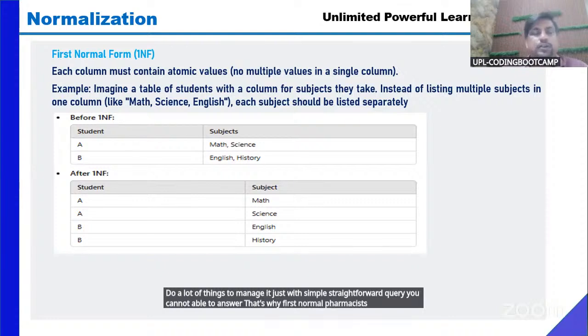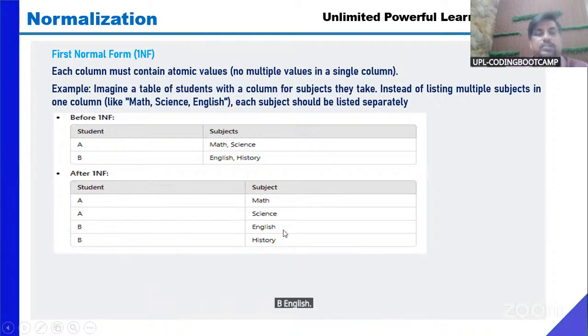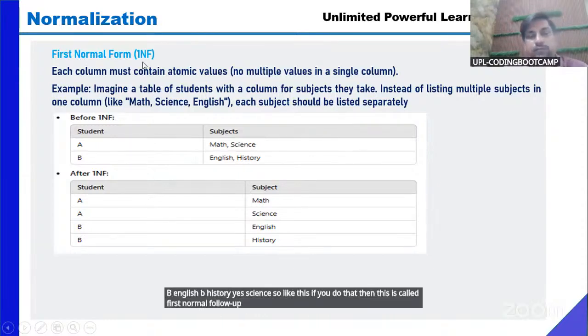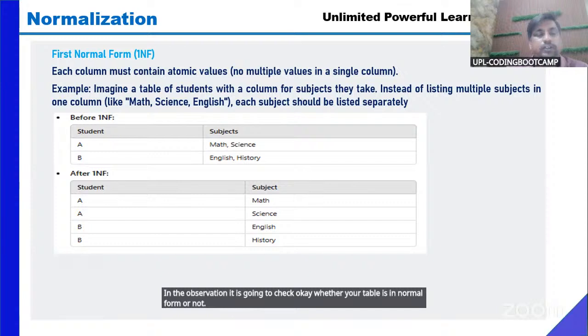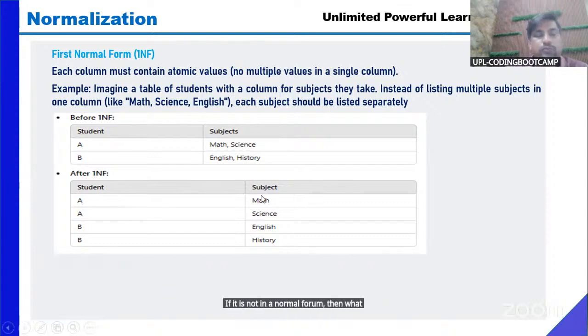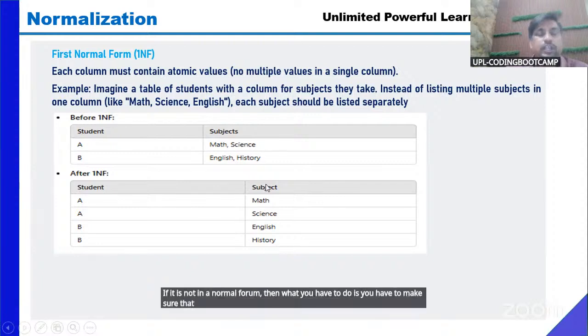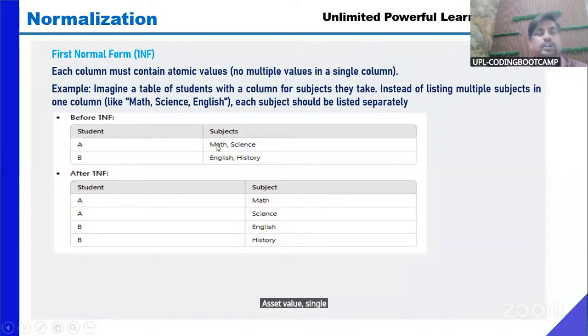So however many multiple values you have, you have to ensure that it looks like this: A maths, A science, B science, B English, B history. If you do that, then this is called first normal form. There is nothing called a mathematical formula. Everything is done based on observations. In the observation, you check whether your table is in normal form or not. If it is not, then you have to make sure that every column has only a single value. That is called the first normal form rule.